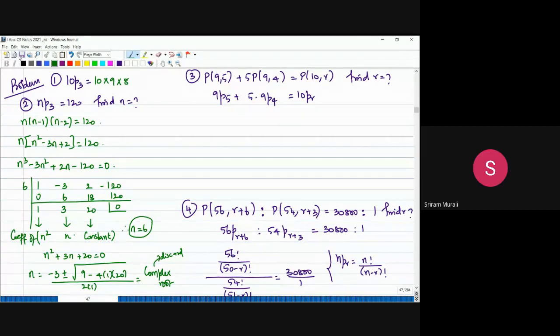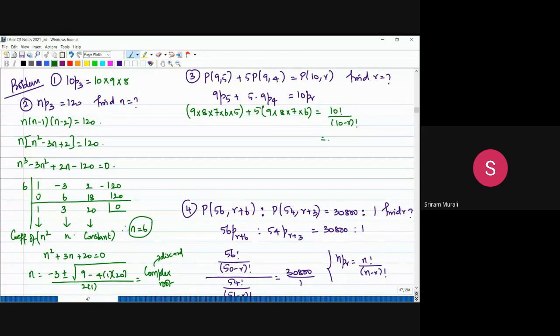So P of 9 comma 5 plus 5 into P of 9 comma 4 is equal to P of 10 comma r. Then what is r? It is 9P5 plus 5 into 9P4 is equal to 10Pr. So we want to start this problem. What is 9P5? 9 into 8 into 7 into 6 into 5 plus 5 into what is 9P4? 9 into 8 into 7 into 6 is equal to 10Pr. 10Pr is 10 factorial by 10 minus r factorial.